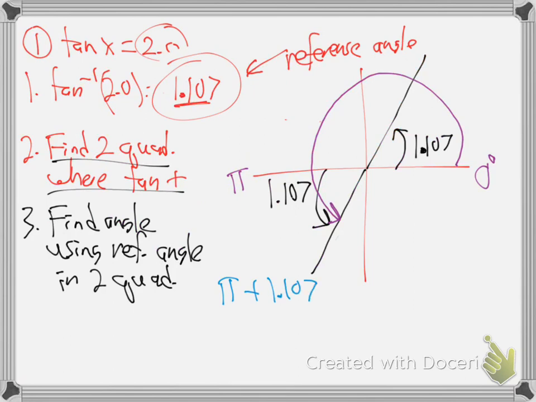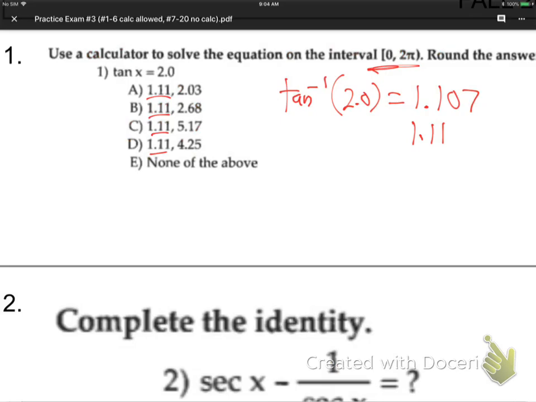Hit the buttons on your calculator. So use the pi button. So pi plus 1.107. I'm getting 4.248 and so on. So probably just two places, 4.25. So 4.25, and of course 1.11, that one rounded, right? Those are our answers, 4.25, there it is, D.